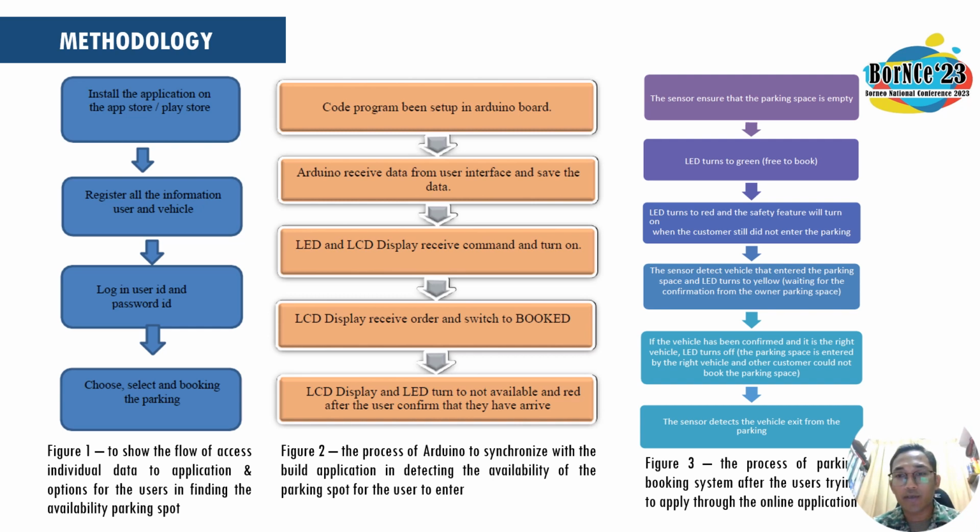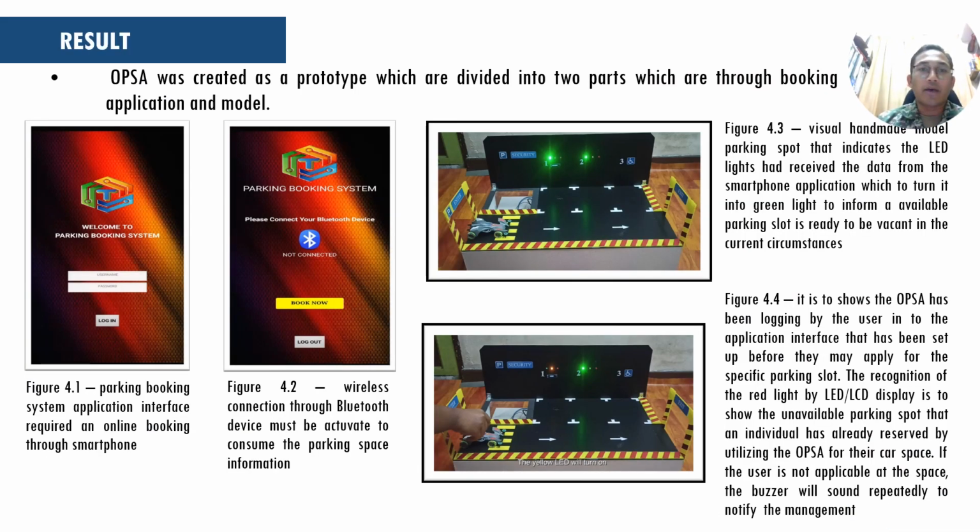Figure 3 shows the process of the parking booking system after the user applies through the online application. Next is the result. OPSA has been created as a prototype divided into two parts: the booking application and the model. Figure 4.1 shows the parking booking system application interface, which requires online booking through a smartphone. Figure 4.2 shows that the wireless connection through a Bluetooth device must be activated to receive the parking space information.